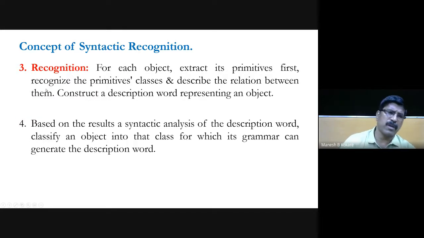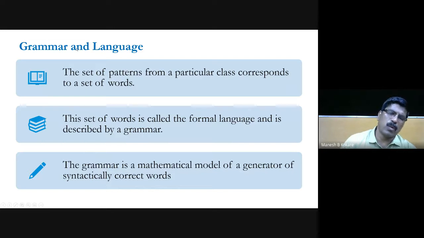Then the third step is recognition. For each object, extract its primitives first, recognize the primitive classes, describe the relationship between them, and construct the description word representing an object, right? Then the fourth step is that based on the result, the syntactic or structural analysis of the description word classifies an object into that class for which its grammar can generate the description word, that is, matching with the standard one which is available, right? Now we'll see what exactly grammar and language are.